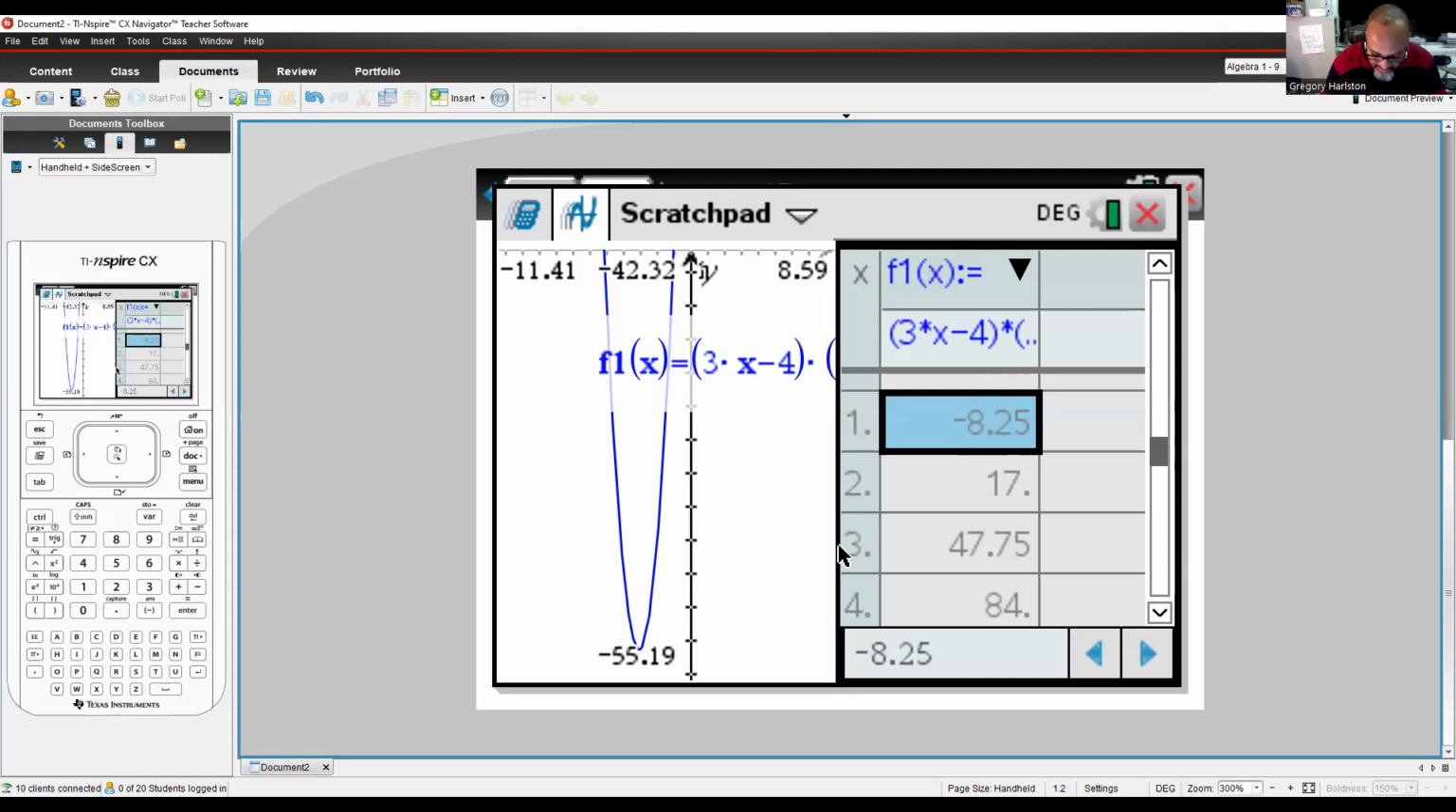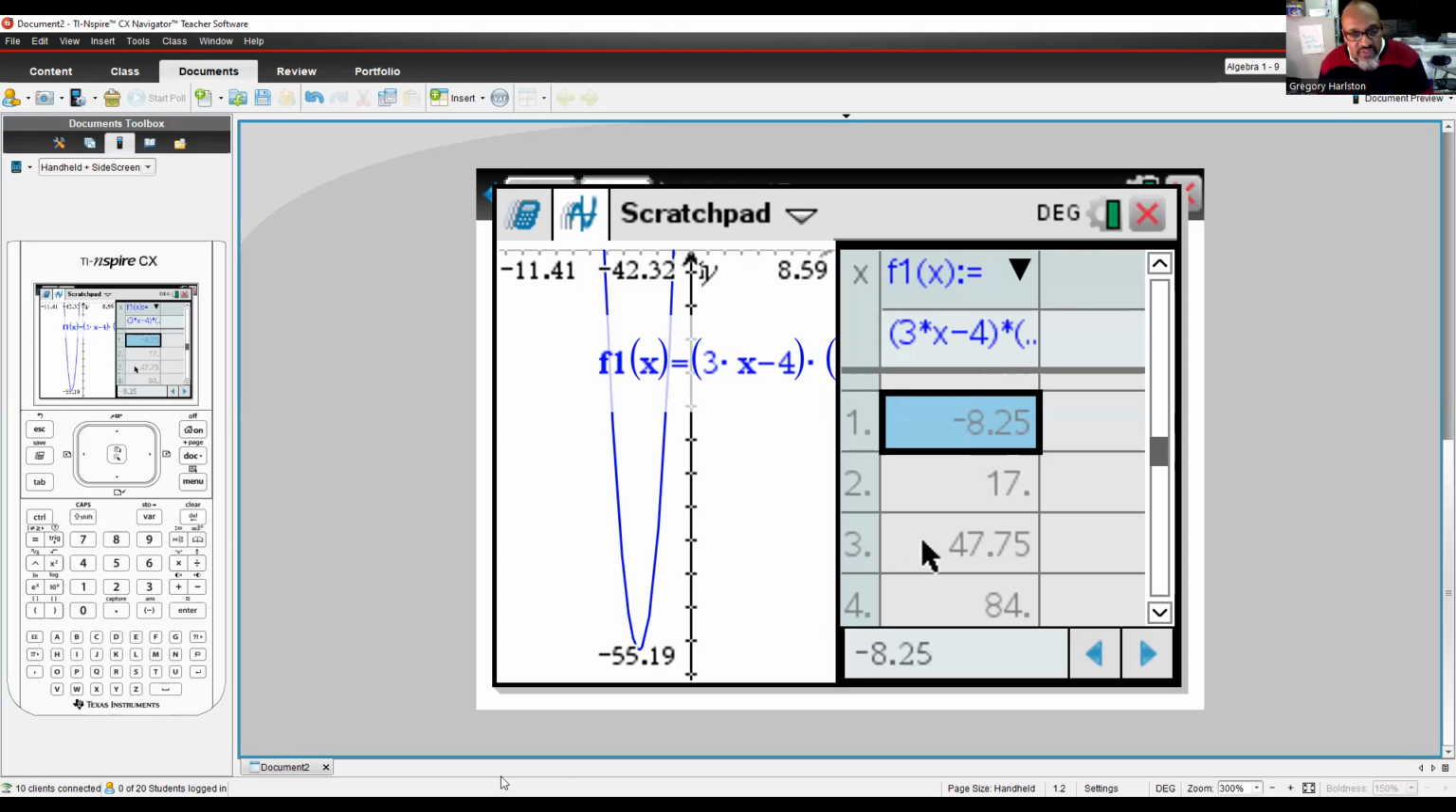And so I'm going to make a little table here, X, Y. So it is 1, negative 8.25. And then it's 2, 17. And then it's 3, 47.75. And then it's 4, 84. And I know it's going to be a quadratic.